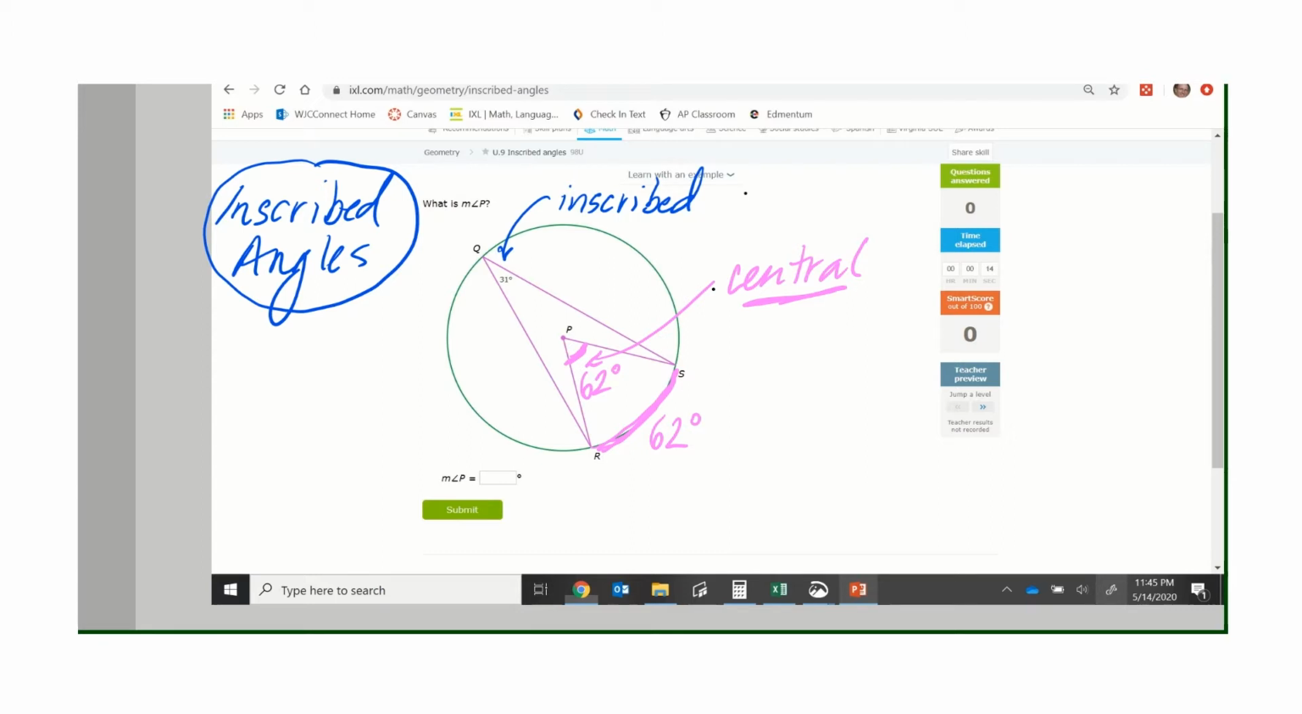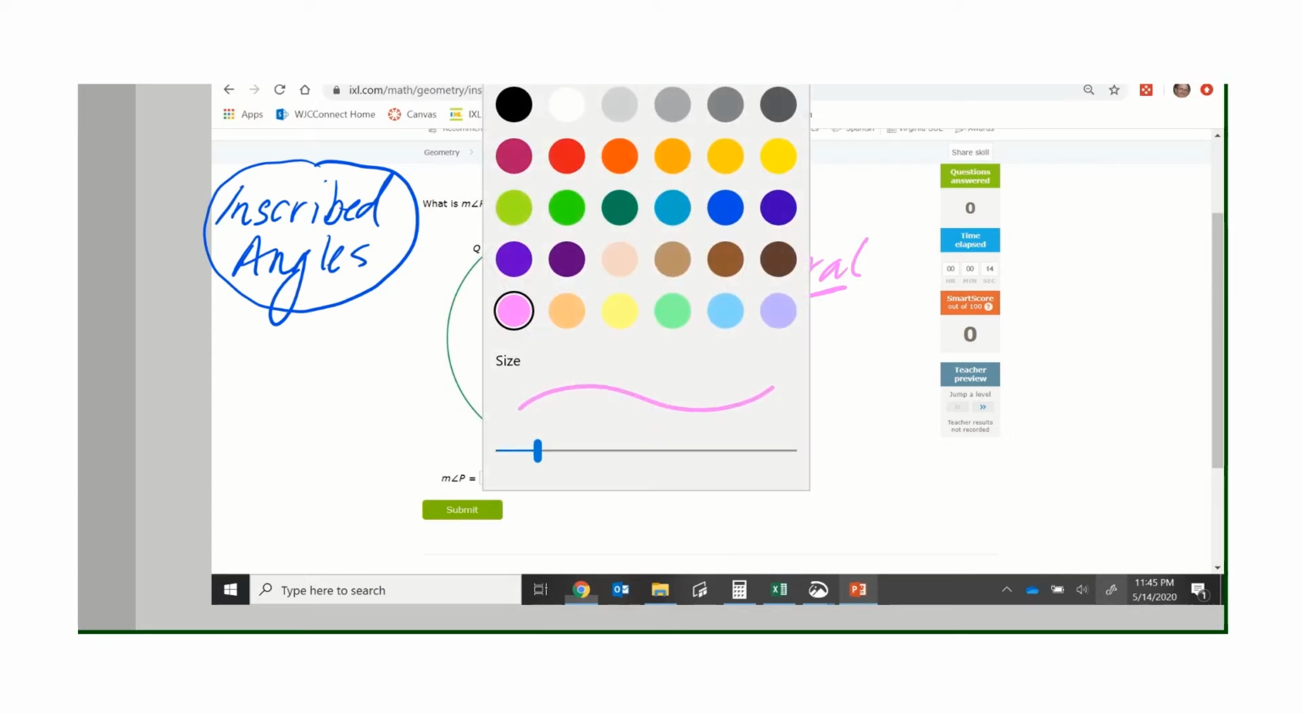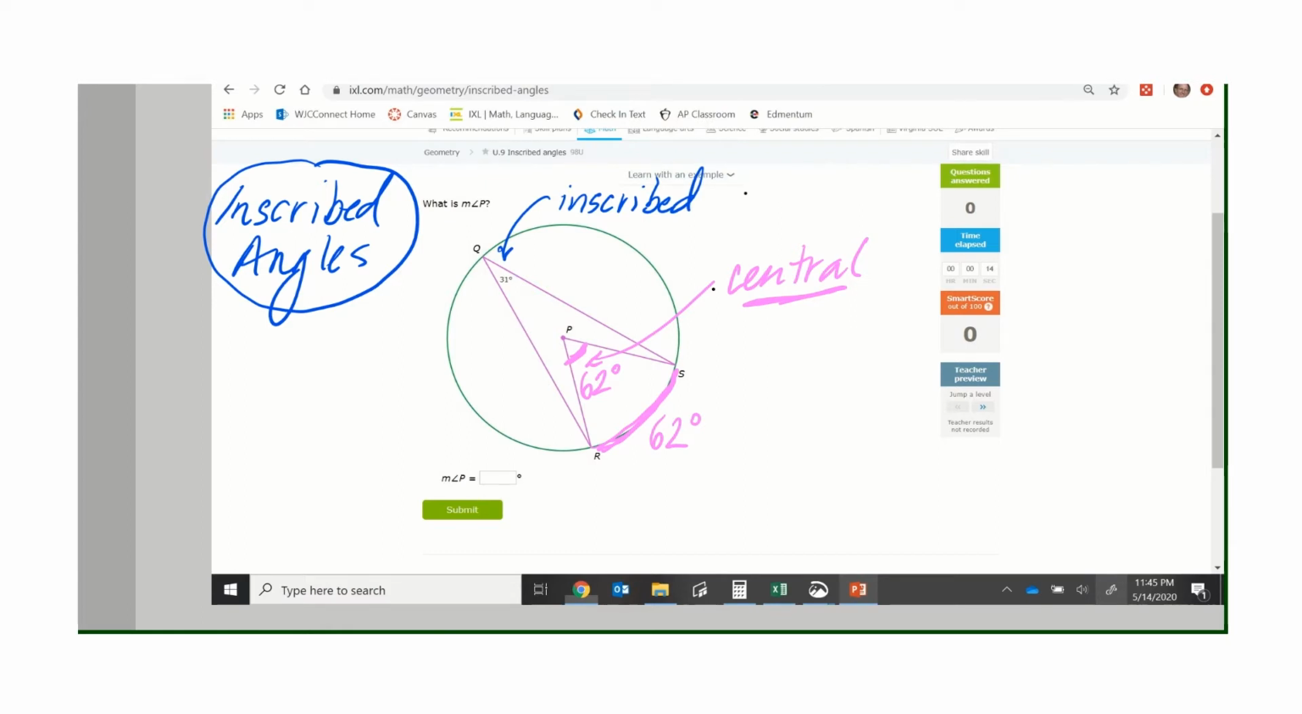And today we're going to find out, in blue, that if we pull this guy back all the way to the circle to point Q, that this angle, the inscribed angle, is 31 degrees. A very convenient fact. The inscribed angle is half the central angle. That is the entire lesson.